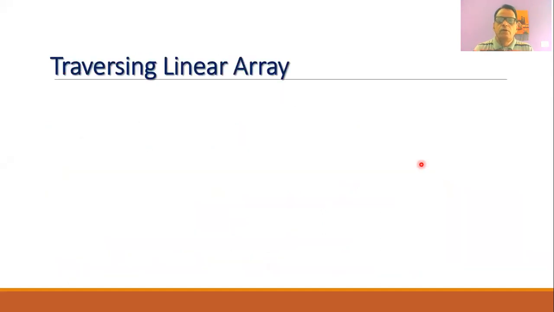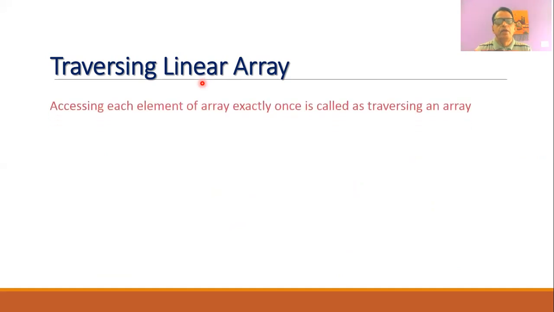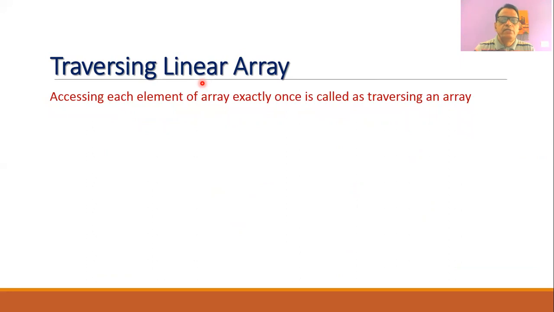Now let us go to the first operation that can be performed on the array, and this first operation is called the traversing of the linear array. Traversing stands for accessing each element of the array exactly once. We are accessing each element in order to perform some job or to process that element.